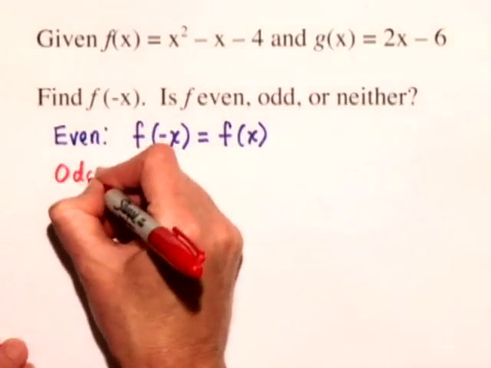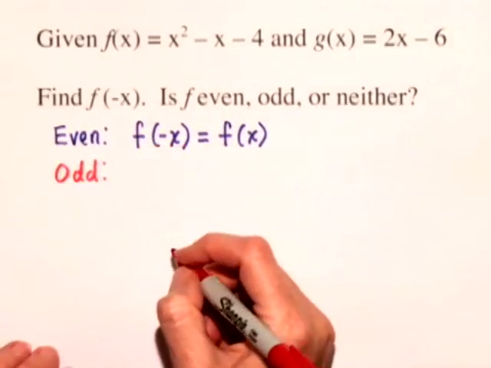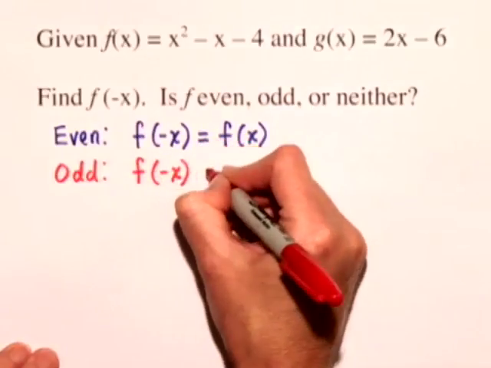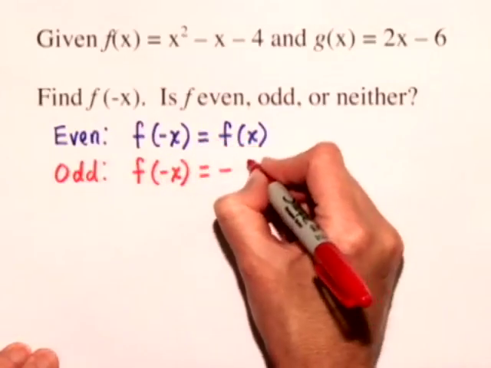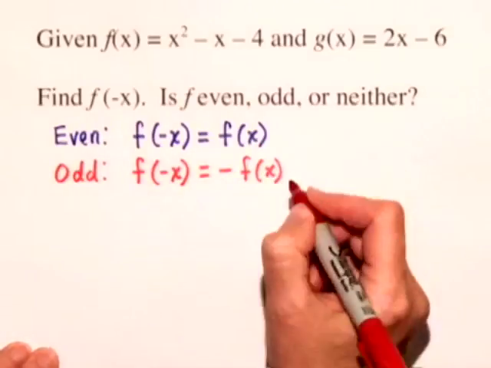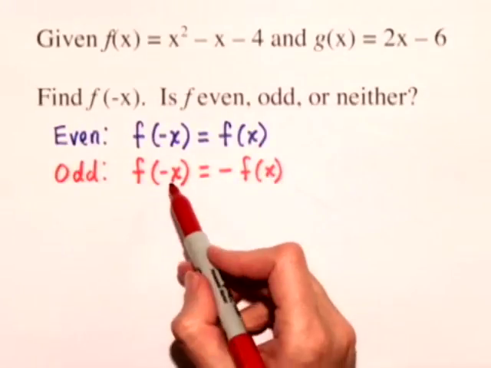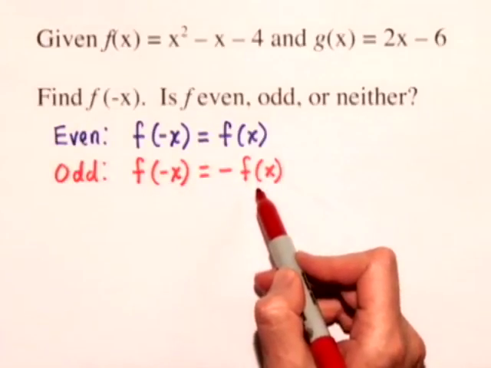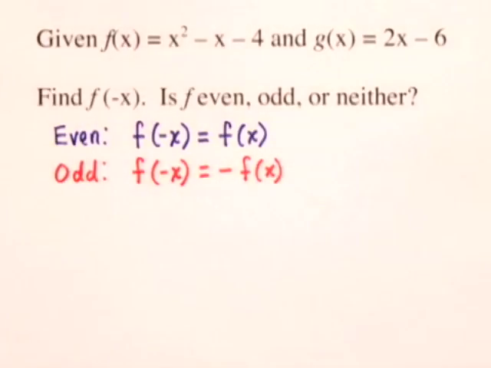For odd functions, an odd function has the property that f of negative x is equal to negative f of x. In other words, if we substitute negative x into the original function, we get the exact opposite function. Then it would be an odd function.